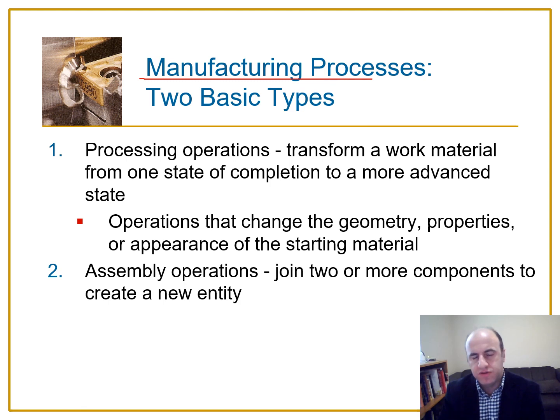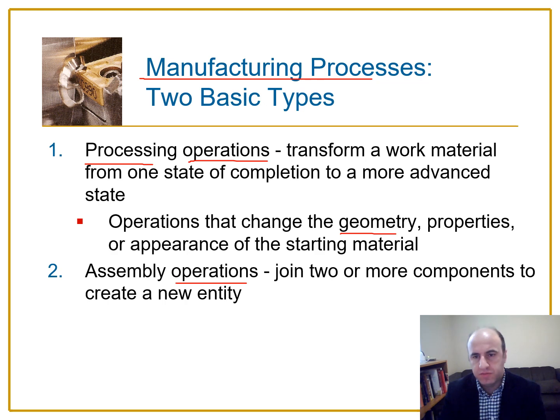In manufacturing processes, we have two different operations that are designed to change the work material shape, with the intention of increasing the value of the work material. The first operation is called processing, where we transform a work material from one state to another, and it can be geometry changes or property changes.